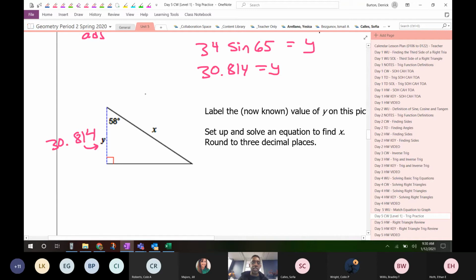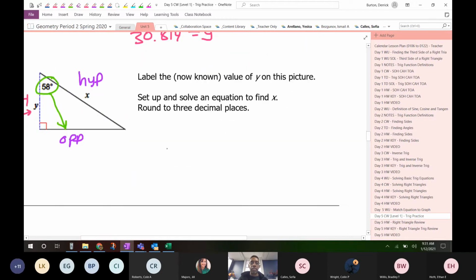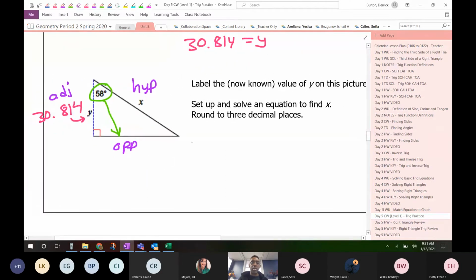So guys, this is the hypotenuse because it's across from the 90. We have this angle up here at the top. Draw the arrow. That makes this opposite. That means this is adjacent. Okay. SOHCAHTOA again. Which one are we going to use?